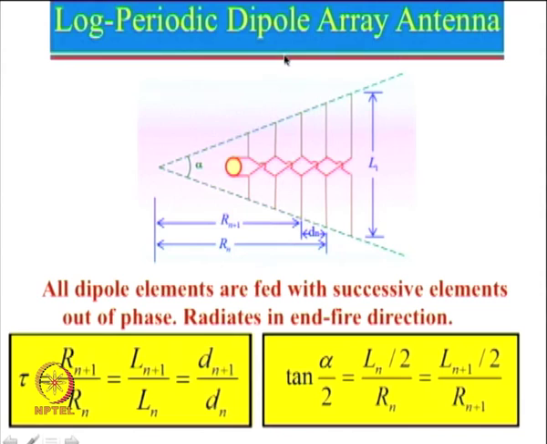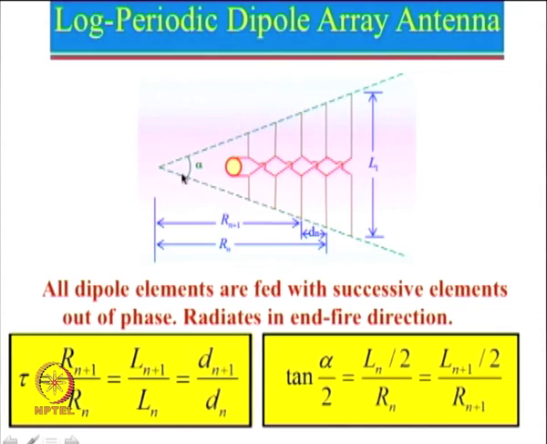So I will focus on the dipole array elements here. Let us start with one dipole antenna, another dipole antenna, another, and so on. We have n number of dipole antennas over here, and you can see that these dipole lengths are arranged in such a fashion that if you extend this here, they meet at this particular point. So basically the dipole dimensions are varying in an angular fashion.